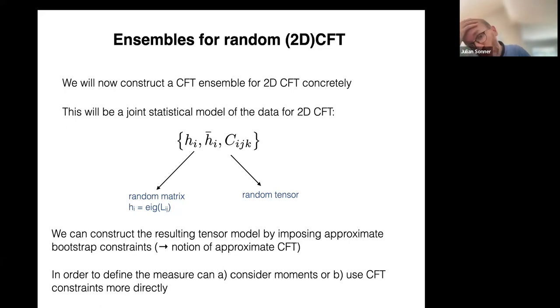As I already pointed out, this will be a joint statistical model for the data of a two-dimensional CFT, which we can write as the conformal weights, the holomorphic and anti-holomorphic weights h and h-bar. We think of them as the eigenvalues of an operator L_ij. So this will be our random matrix. And the C_ijk are, by definition, a random 3-tensor, and we want to think of it as a random object. So what we're going to construct, in fact, will be some tensor matrix model. And we will construct its potential by imposing the approximate bootstrap constraints. And now you will see how this works.